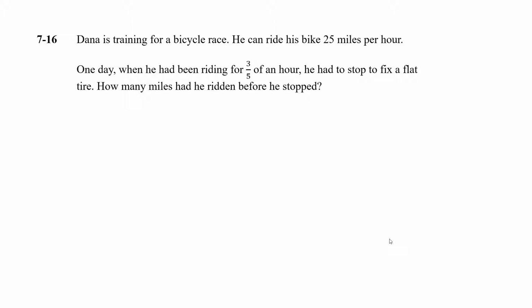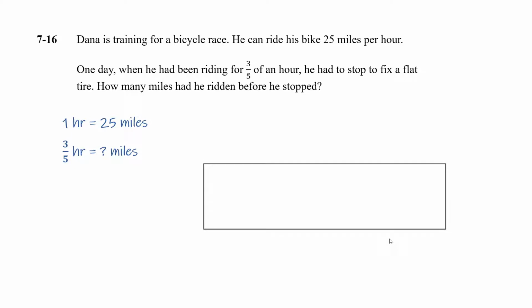So the information that we were given was that in 1 hour, he can go 25 miles. What we're trying to figure out is how far he was able to go in 3/5 of an hour. So I'm going to set up a tape diagram. We're going to start with just a simple rectangle. On the top, I'm going to talk about time, and on the bottom, I'll talk about distance.